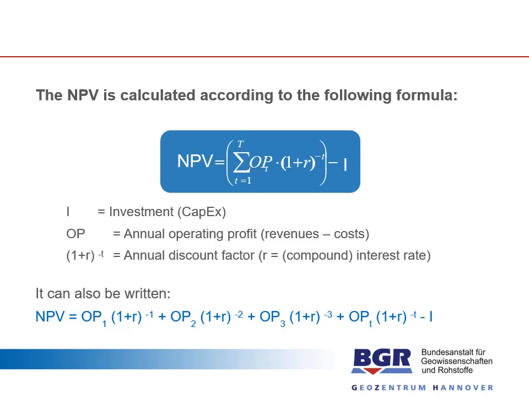And this is why companies try to produce a high operating margin in the first years in order to increase the net present value, because the money you make in the far future is not worth too much for the net present value.